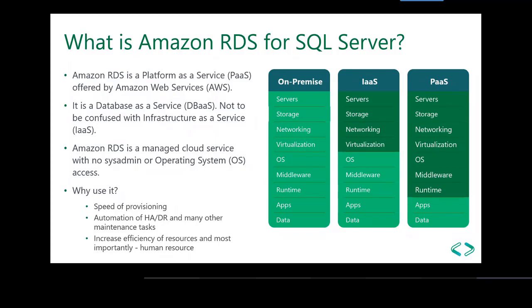Amazon RDS is a managed cloud service. What exactly does it mean? It means that you as a DBA are not going to have sysadmin privileges to the instance. This works really differently. And you will not have operating system access. There will be no OS access. With these limitations, you'll be asking, why would I use it then?